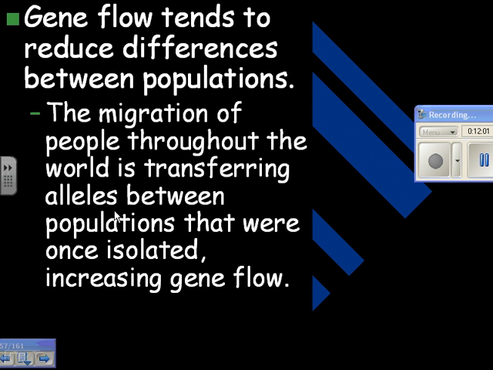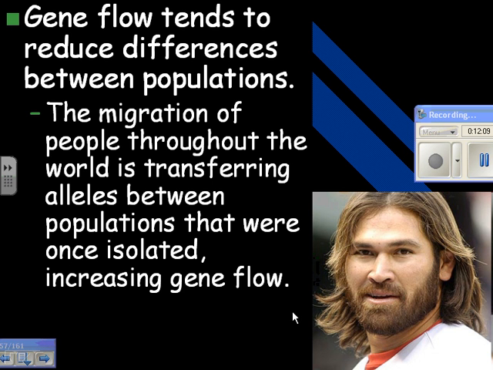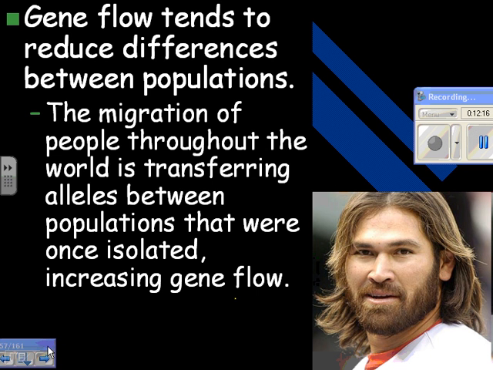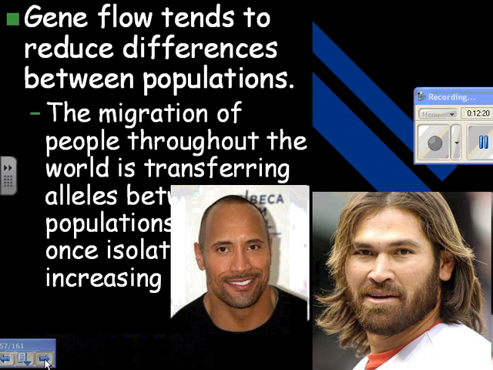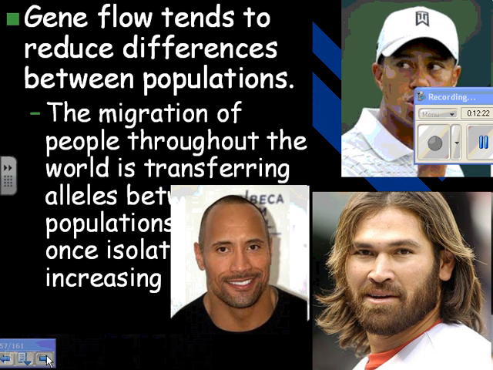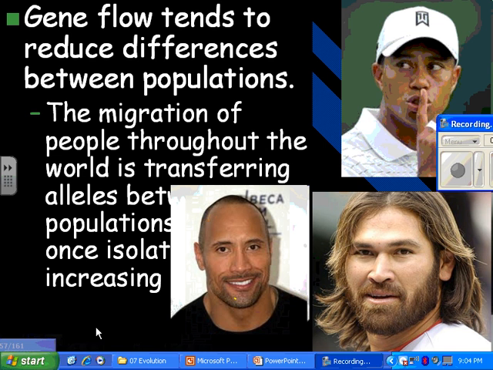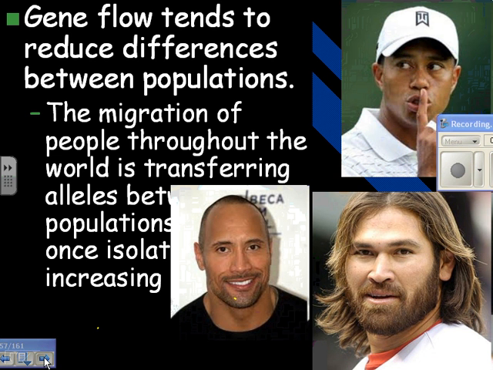The migration of people throughout the world is transferring alleles between populations that were once isolated, increasing gene flow in people. And so, for example, you end up having people whose ancestors evolved in different parts of the world. So Johnny Damon is an example of increased gene flow in the human population. And so I have a few people who have roots from different parts of the world.